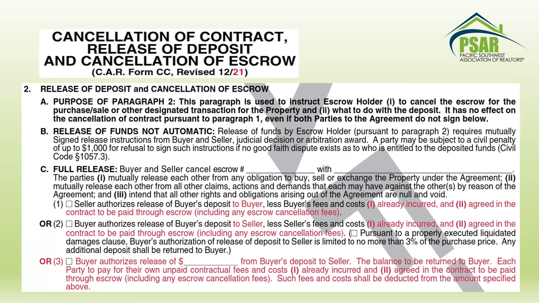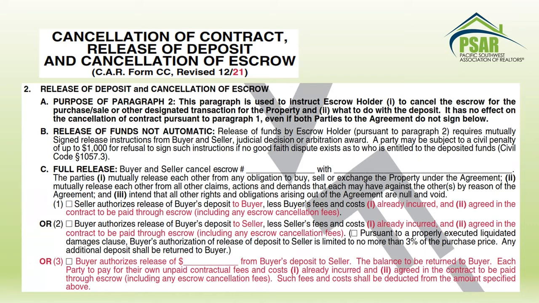Okay, but so we've got our big changes come in 2C. Although actually I think one of the best things for agents is 2A, purpose of paragraph 2. Okay, it's used to instruct the escrow holder to cancel, and what to do with the deposit. The biggest thing is that last sentence. It has no effect on the cancellation of contract pursuant to paragraph 1, even if both parties don't sign.